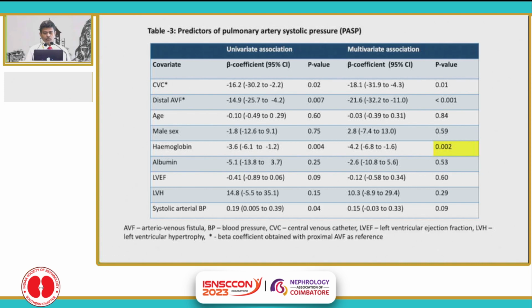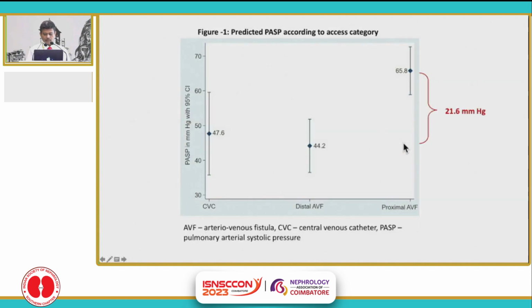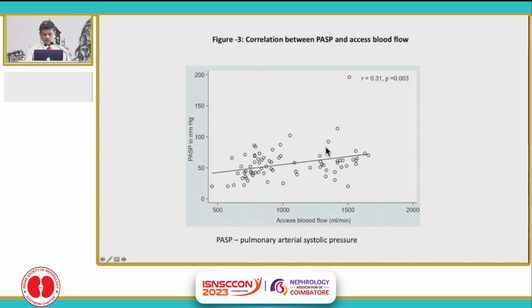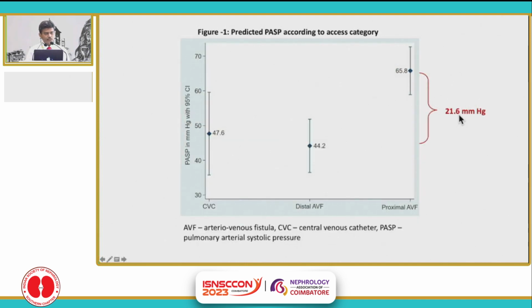When we did the multivariable analysis, we found 2 things. One was the AV fistula, or the vascular access location, which had an influence on pulmonary arterial systolic pressure, and low hemoglobin also influenced pulmonary arterial systolic pressure. This graph shows that proximal AV fistulas had a predicted pulmonary arterial systolic pressure of 66 millimeters, while distal fistulas had a predicted pulmonary arterial systolic pressure of 44 millimeters. So there was a significant difference of 21 millimeters. So we observed 2 important things.